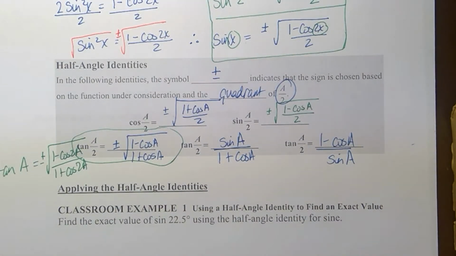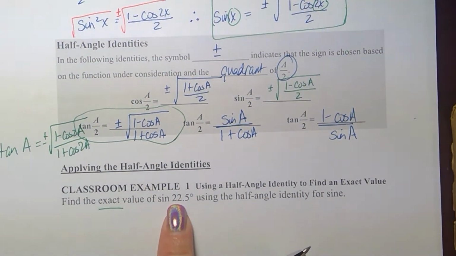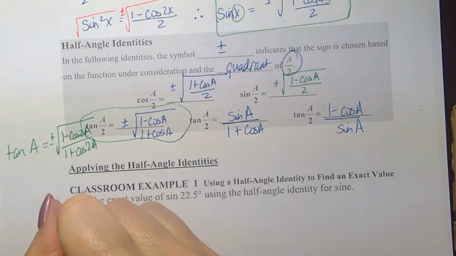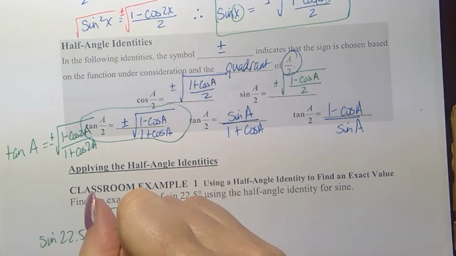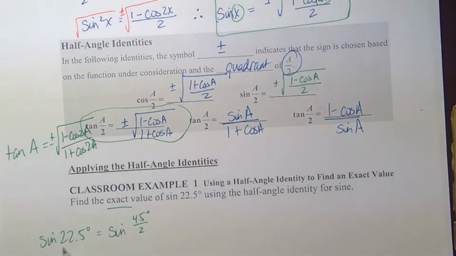Okay, let's apply those half angle identities. First thing, it says to find the exact value of sine of 22.5 degrees using the half angle identity for sine. Well, first requirement is exact value. Exact value, I'm not going to be able to find with my calculator, and this is not a special angle, but 22.5 degrees is half of a special angle. So the sine of 22.5 degrees is the same thing as the sine of half of 45 degrees, because my argument, 22.5 degrees, is half of 45. This means that I can use a half angle identity.